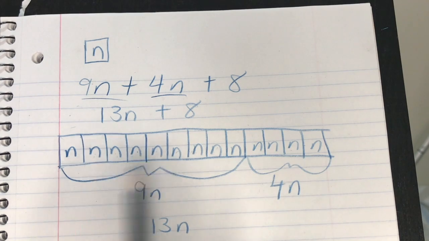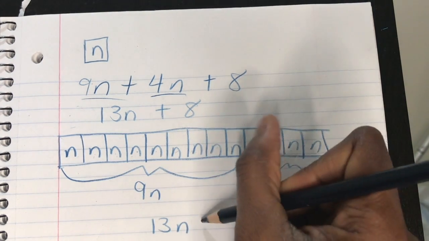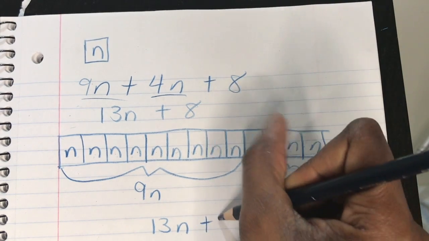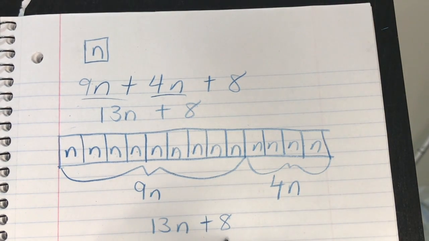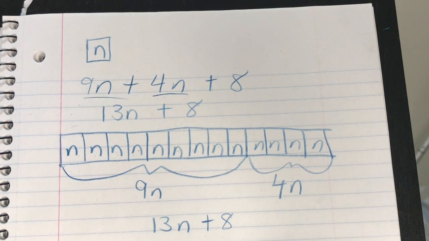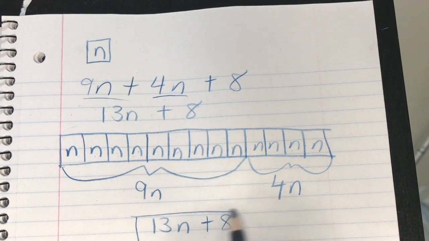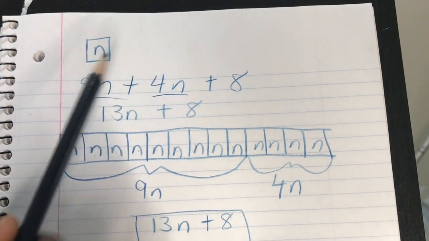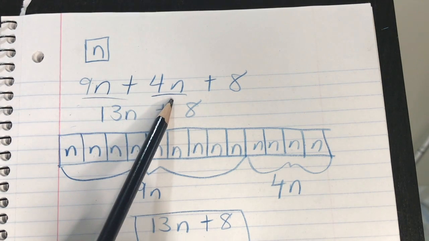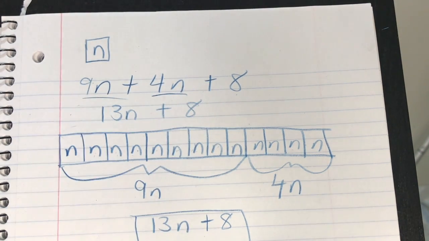So if you wanted a visual, there's your visual, 13N, and then you bring down the plus 8. There's no like term to the numerical term number 8. So you would just leave it like this. This is the simplified version of 9N plus 4N plus 8.